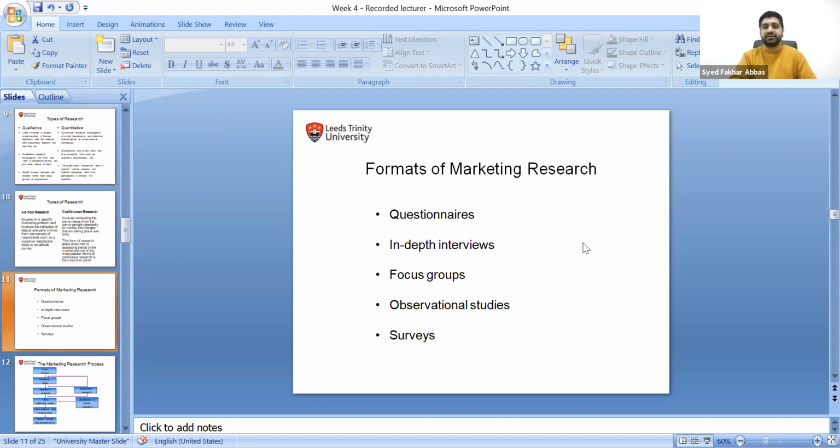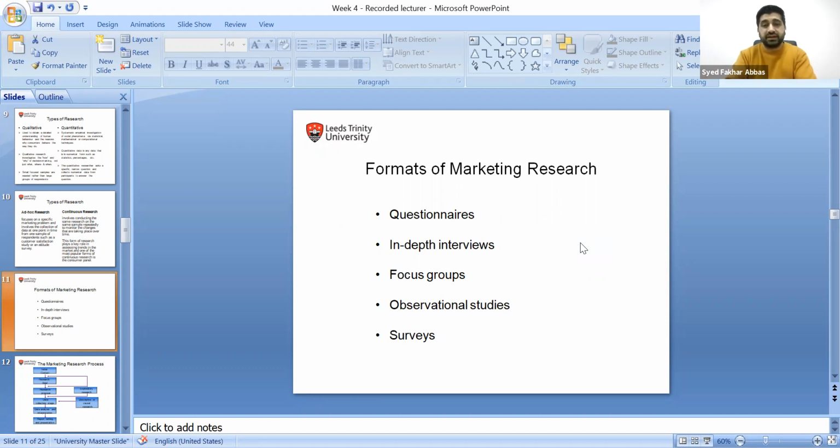Formats of marketing research. There are different techniques that are used in marketing research. Number one is questionnaires. With questionnaires, companies usually go outside into the market, in a busy area, and hand out questionnaires to customers or the public. By doing this, they are able to find out what type of customers there are, their ages especially, their tastes, etc. They want to know about customer behavior, customer needs, and what they want to see in particular products.